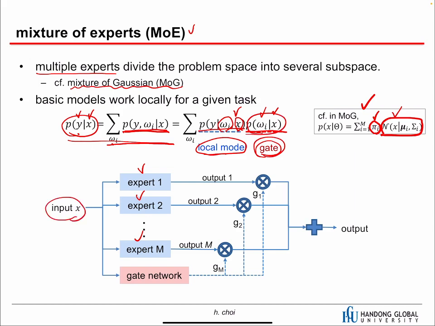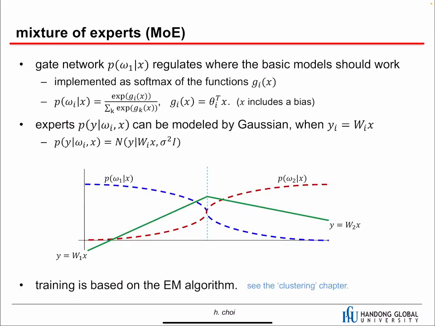So input x goes into the expert, and also it goes into the gate network. And then we have m outputs from the experts. Then we multiply this gate weight on these outputs, and then we make a final decision. Okay, and then the gate network regulates where the Bayesian model should work.